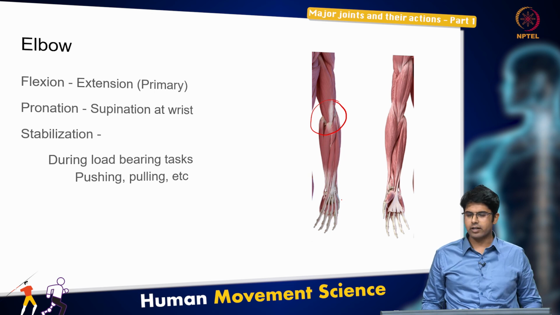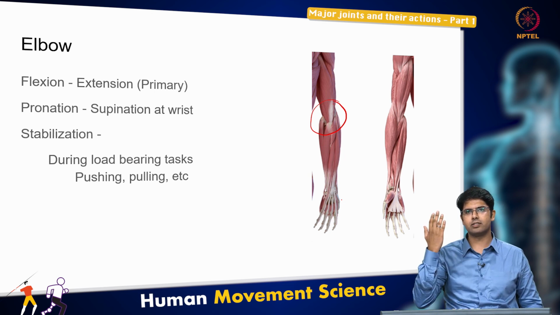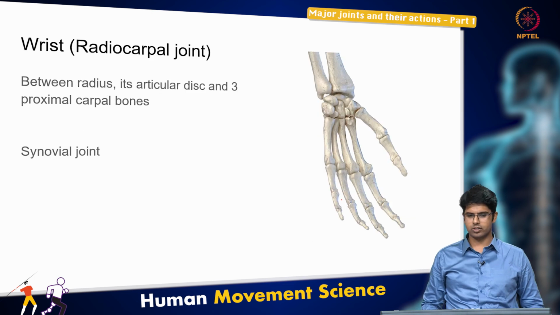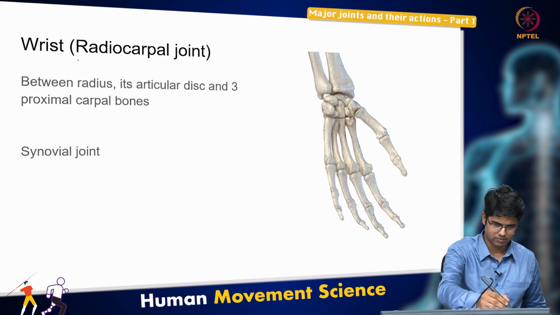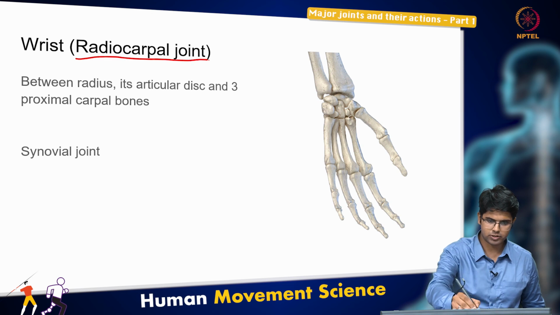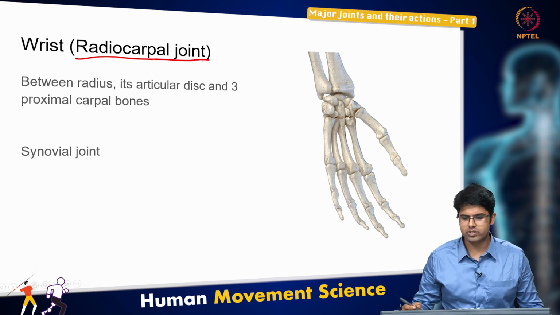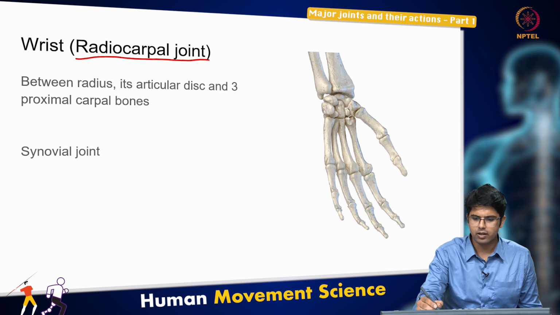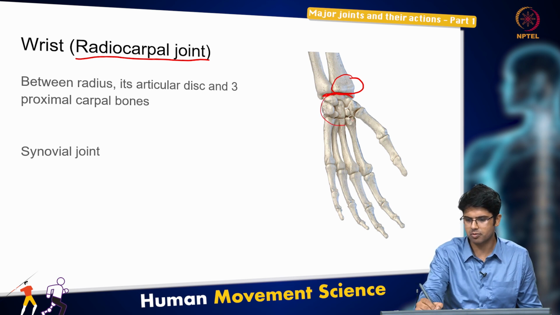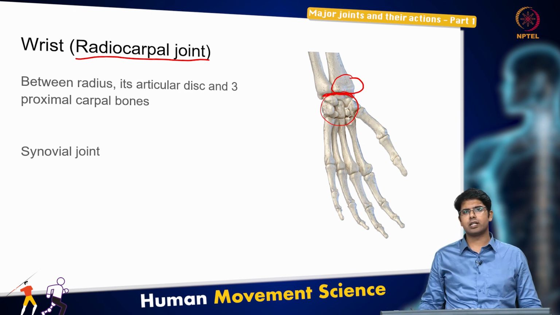Now let's take a look at the next joint in the series, the wrist joint. The wrist joint is also known as the radiocarpal joint. It's a joint between the distal end of the radius and an articular disc here, and three proximal carpal bones. So these are the carpal bones. So it interfaces with three bones here. And this is also a synovial joint.